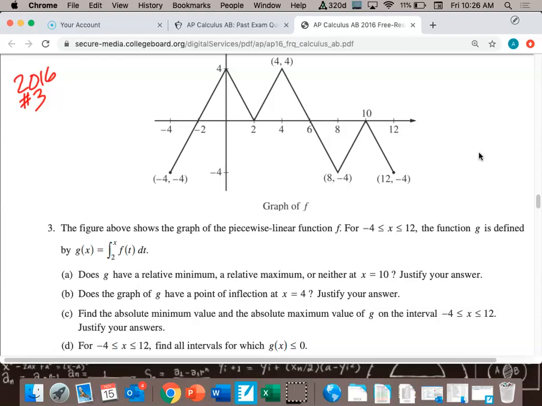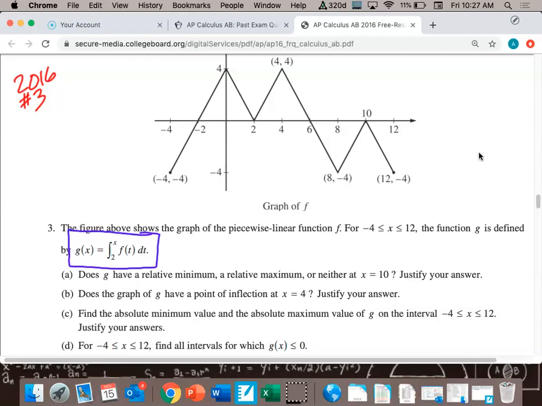So the figure above shows the graph of a piecewise linear function f. From -4 to 12, the function g is defined as g of x equals the integral from 2 to x of f of t dt. Okay. Does g have a relative max, min, or neither at 10? So in order to find the relative extrema of g, what do you normally need to find first? G prime, right? To find the critical numbers.